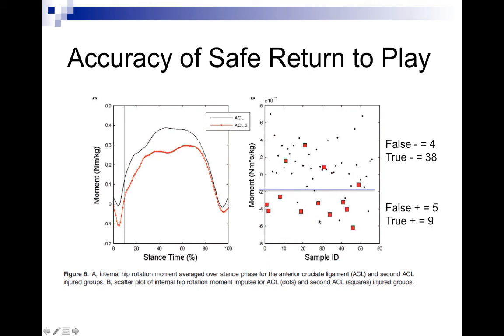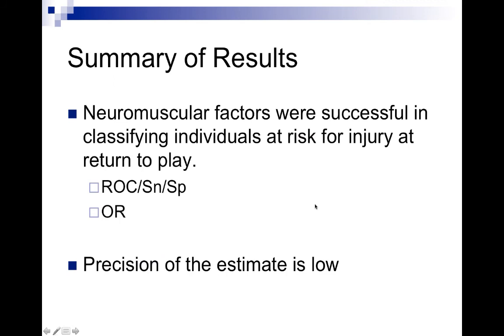But the second question would have to do with whether we can remediate this motor control pattern. So, a summary of results. The neuromuscular factors were successful in classifying individuals at risk for injury at return to play, especially based on the receiver-operator curve, sensitivity, specificity, and odds ratios. However, the precision of the estimate was low and resulted in some level of false negatives and false positives.